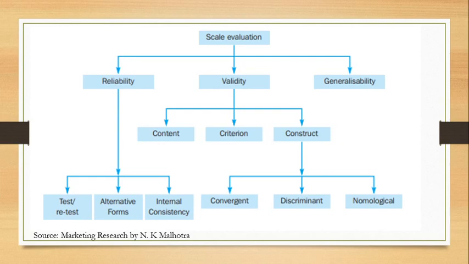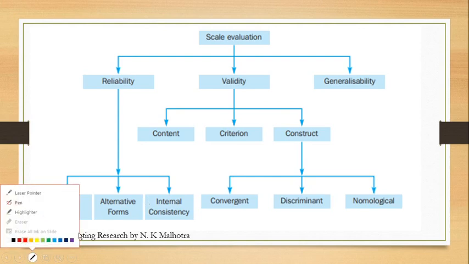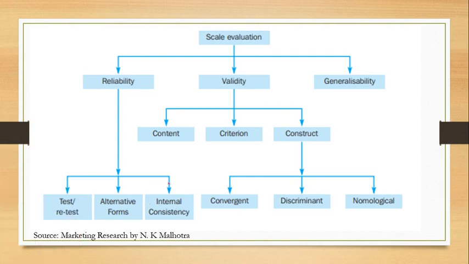Malhotra. Here we can see there are 3 steps of scale evaluation starting from reliability, which has 3 parts. You can test the reliability from the test and retest method, alternative forms, and internal consistency. Internal consistency is the most common method of checking the reliability. This is checked by Cronbach Alpha. I have already developed a dedicated video on how you can test the reliability using the Cronbach Alpha value.